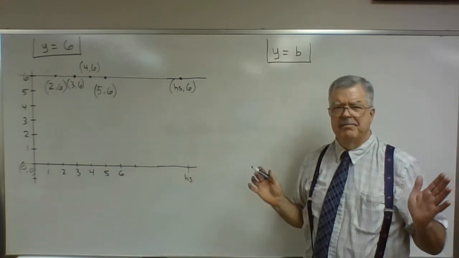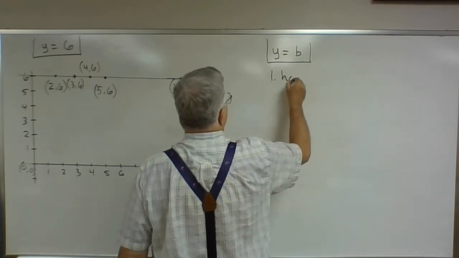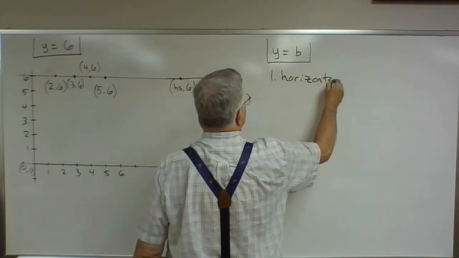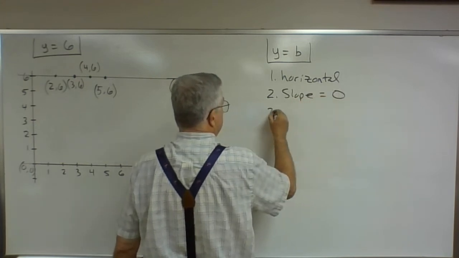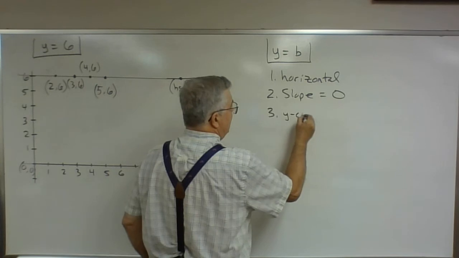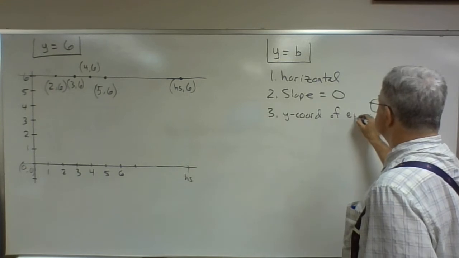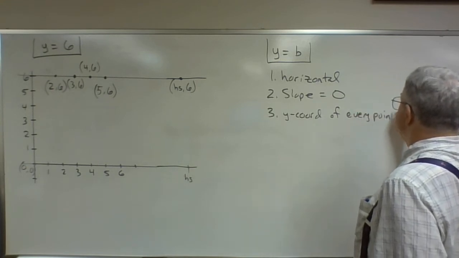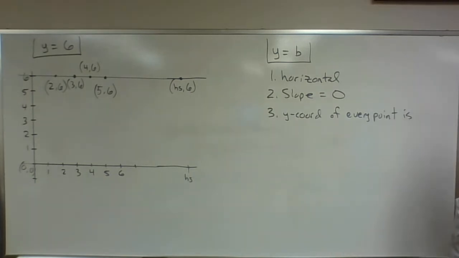y equals b, where b can be any number. It's horizontal. Slope equals 0. The y-coordinate of every point is b. These are the characteristics of a horizontal line.